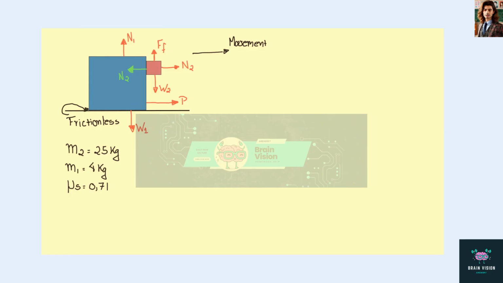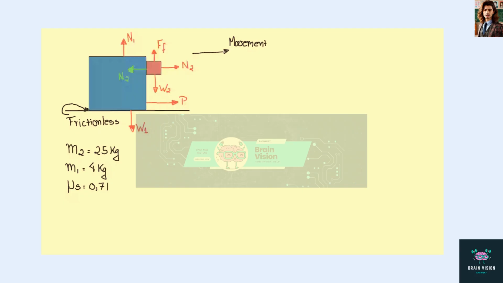There is one big cube and there is one small cube. A force P is exerted on the big cube, which tends to move to the right because of the action of that force. Of course, this big cube also suffers the action of the weight force, and because of the weight force, the ground exerts a force N1 on this big cube.